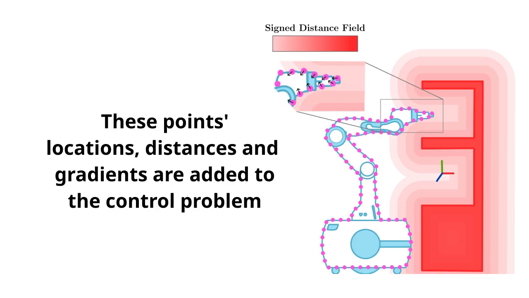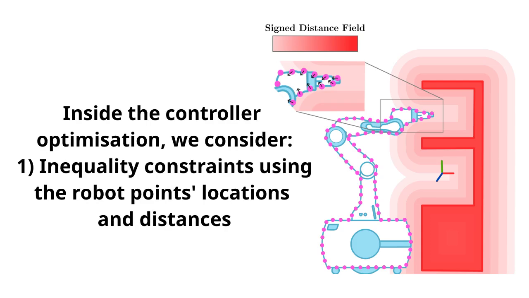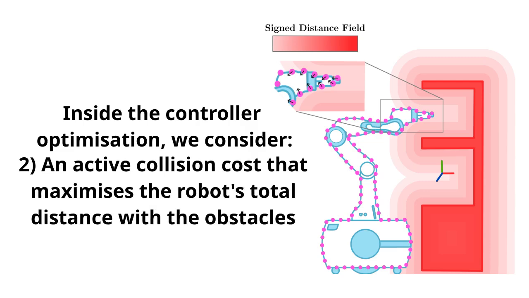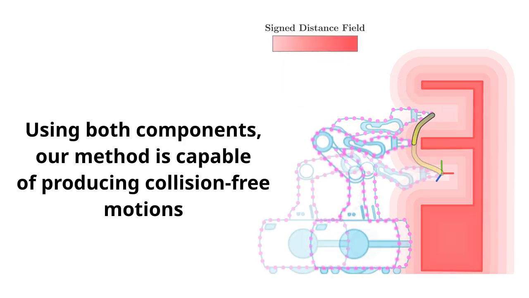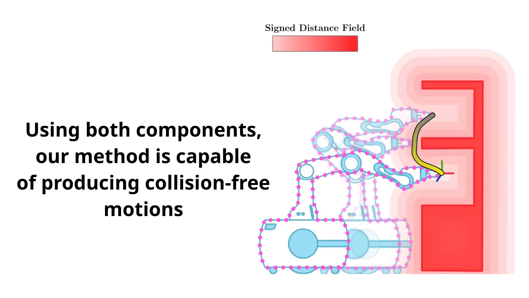These point locations, alongside their distances and gradient information, are incorporated into the control problem, in which we consider first an inequality constraint using the robot point locations and distances, and second, an active collision cost that maximizes the robot's total distance from the obstacles. And by using both components, our method is capable of producing collision-free motions.